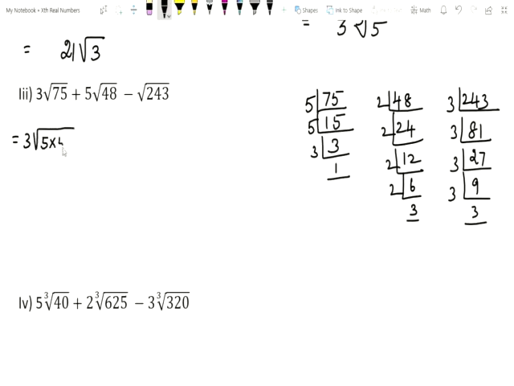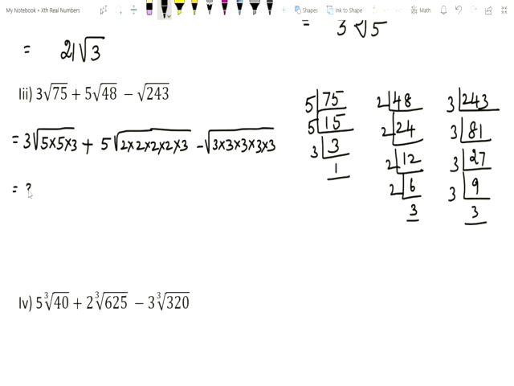3 root of 75, how are we going to write? 5 into 5 into 3, plus 5 into root of 48, written as 2 into 2 into 2 into 2 into 3, minus root of 243, written as 3 into 3 into 3 into 3 into 3. 5 3s are there. Now this is the square root, so out of 2 you take 1 out. Here 2 5s are there, so 1 5 you take out.